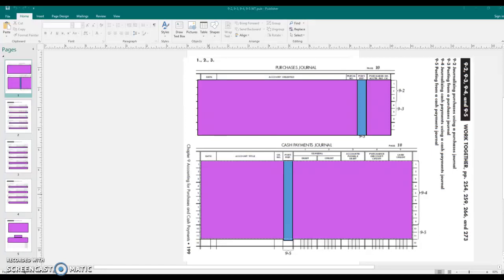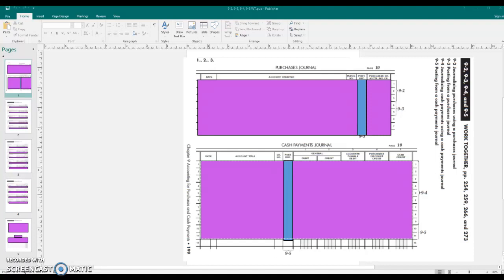This is 9.2 and 9.3 working together. If you have your book, you can turn to page 254, and this will help you see what we're doing and give you an example of what you missed if you were absent yesterday, and also for one of the classes that we did not quite finish. Reminder, you can fast forward this if you need to get to the part so you know how to do something. Okay, so on 9.2 we started the purchase journal.